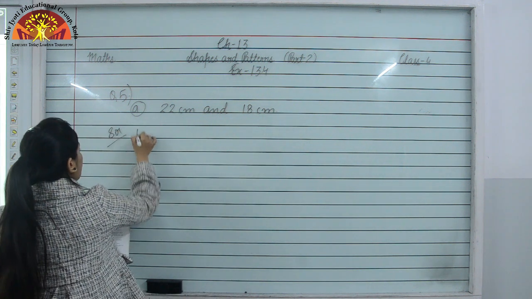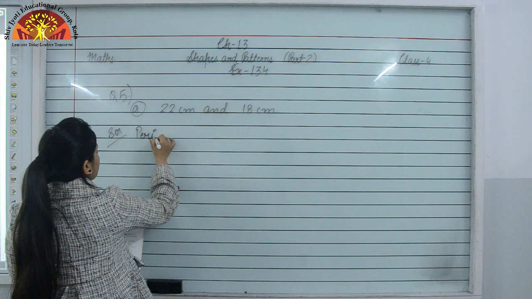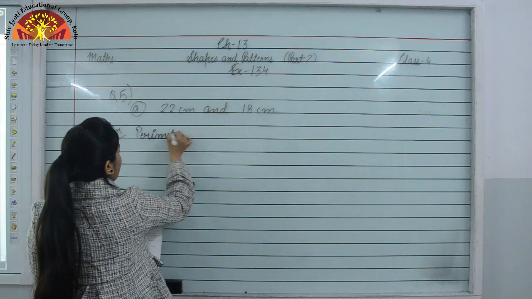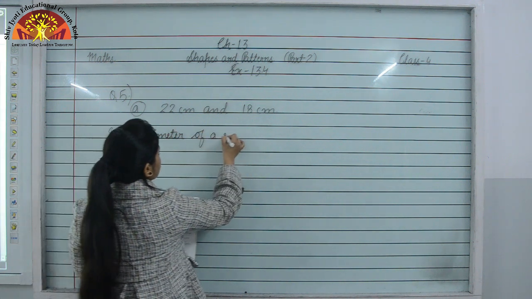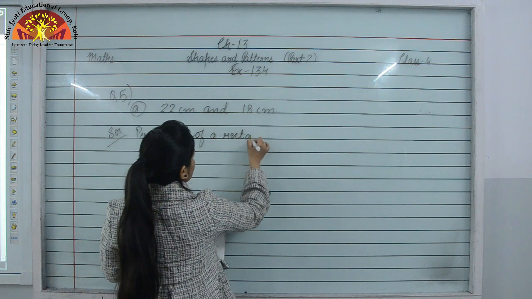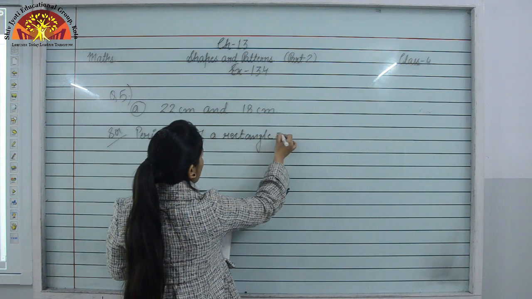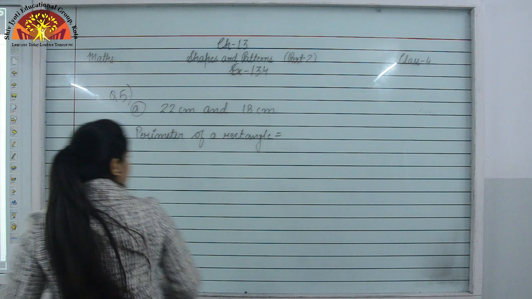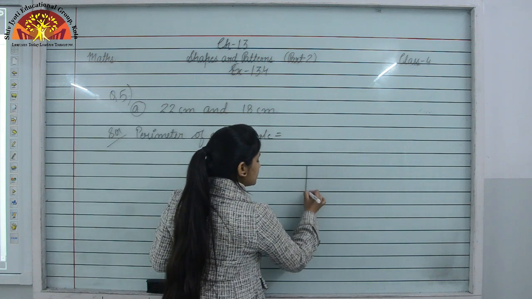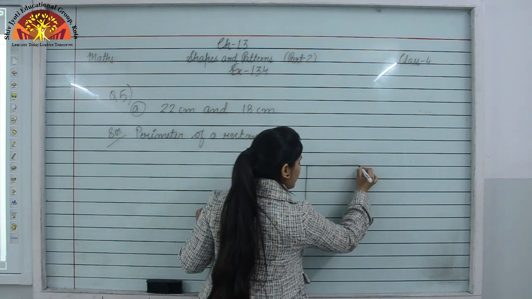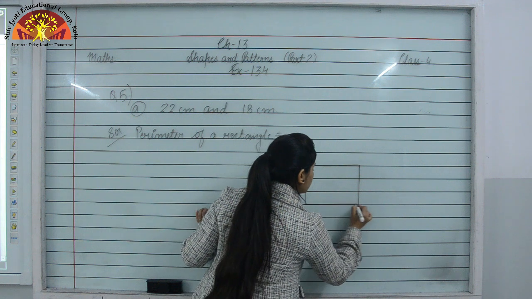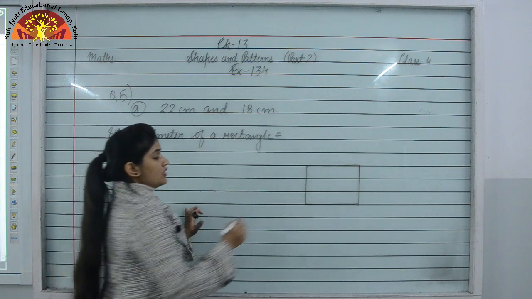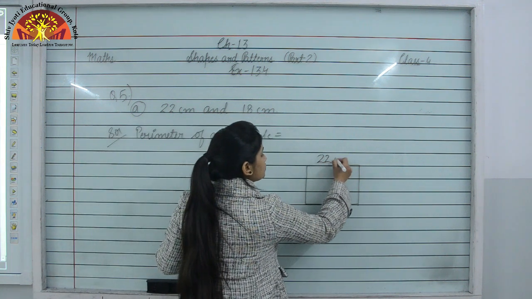And we have to find the perimeter of a rectangle. So how can we find the perimeter of a rectangle? As we know, this is a shape of rectangle in which opposite sides are equal. Okay, so length is 22 centimeter.